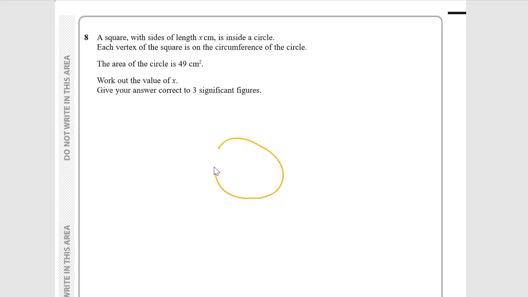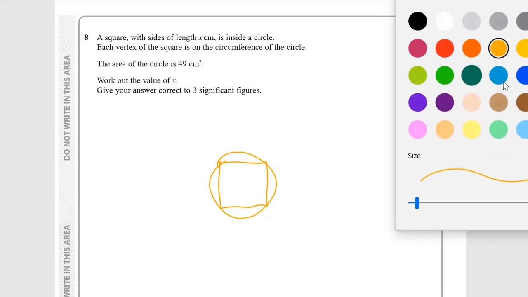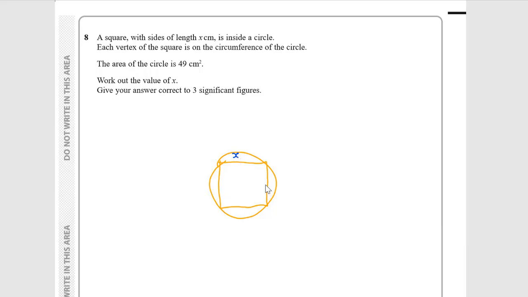I'm going to draw my very badly sketched circle, but you get the idea. Then you have a square. Again, this looks like a rectangle. Let me try that again, actually. I'll try and make it a little bit better. So we've got a circle and a square inside. Okay, that looks reasonably better. So we know that each one of the sides is going to be X. Okay. And we know it's touching at this point. It's touching there, touching there, touching there. And the area of the circle is 49.